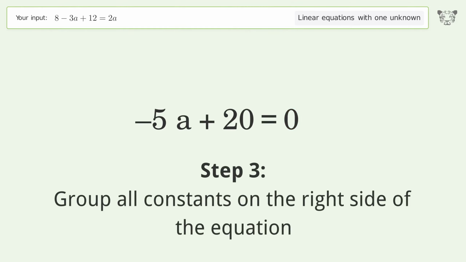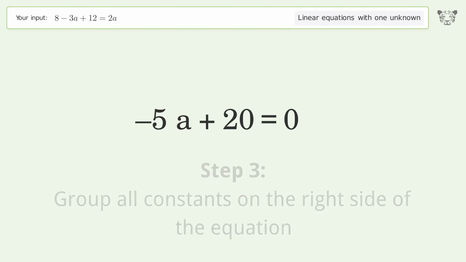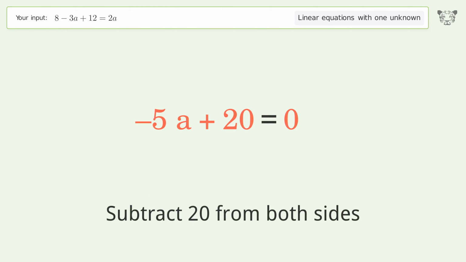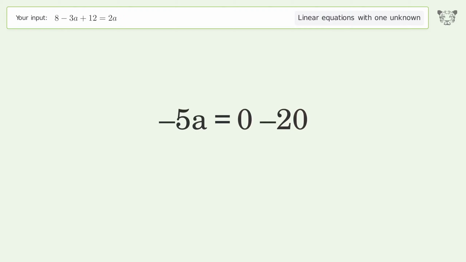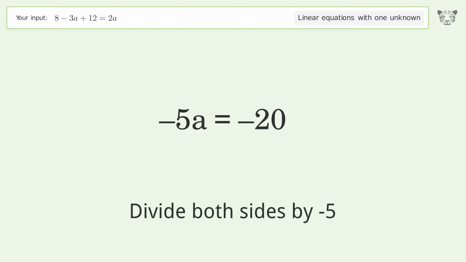Group all constants on the right side of the equation. Subtract 20 from both sides. Simplify the arithmetic. Isolate the a. Divide both sides by -5.